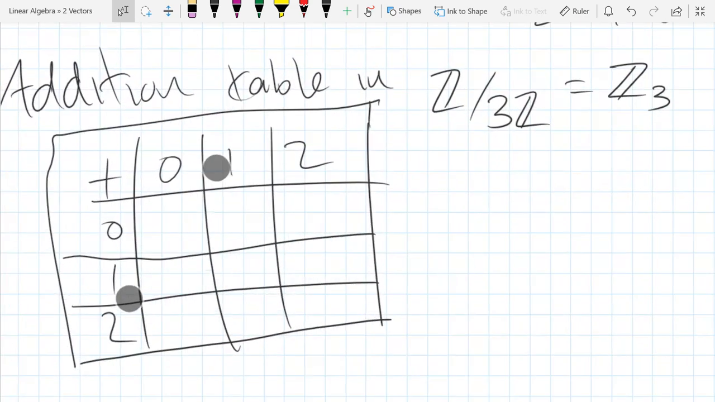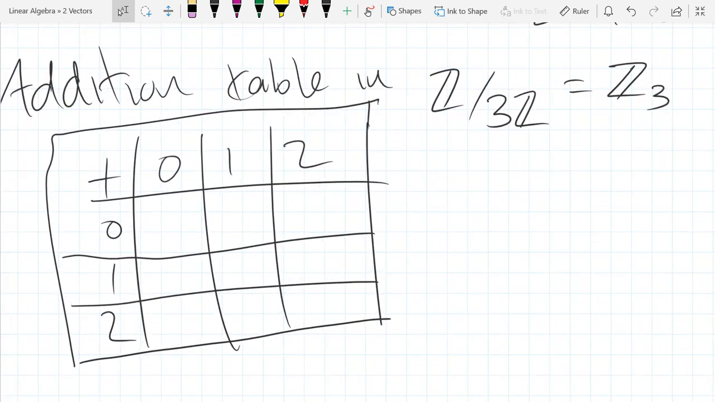All right, so I want you to fill this out. I'll go and do the crazy one. What's 2 plus 2? 1. So I better not see a 3 or a 4 anywhere in this table. You've got 3 choices, 0, 1, or 2, that goes in every single box. So figure out what goes in what box.